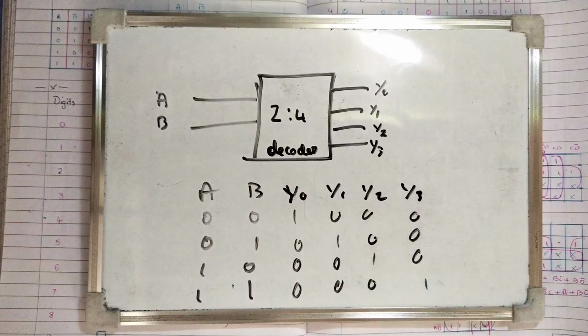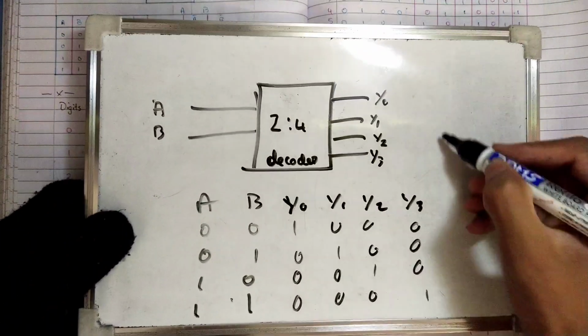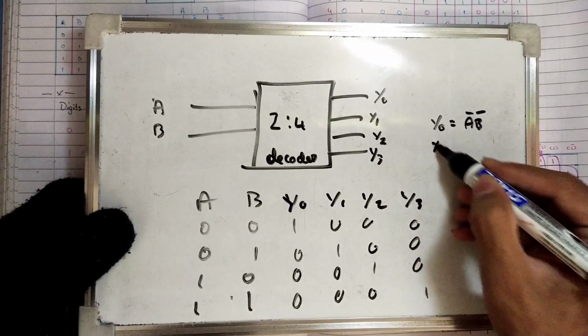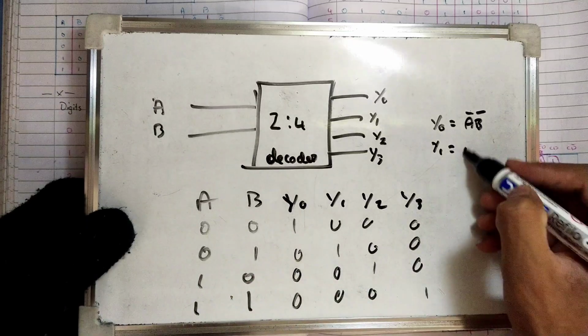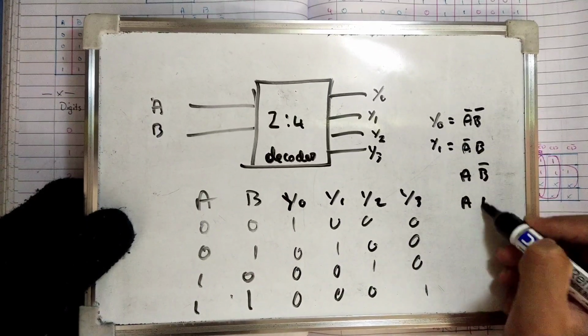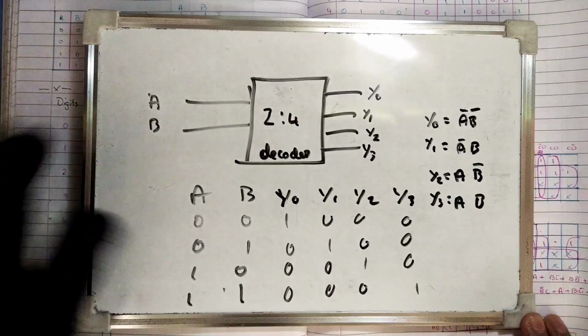So see here, like this you will get your output. To write your output, you will get expressions. y0 is equal to a bar b bar, and y1 is equal to a bar b, y2 is a b bar, and y3 is a b. So this is how you get the expression.